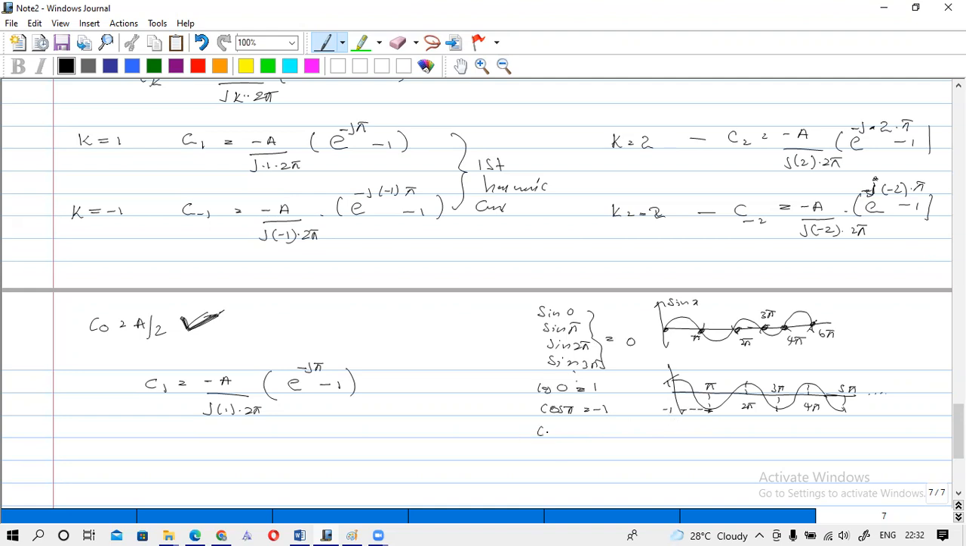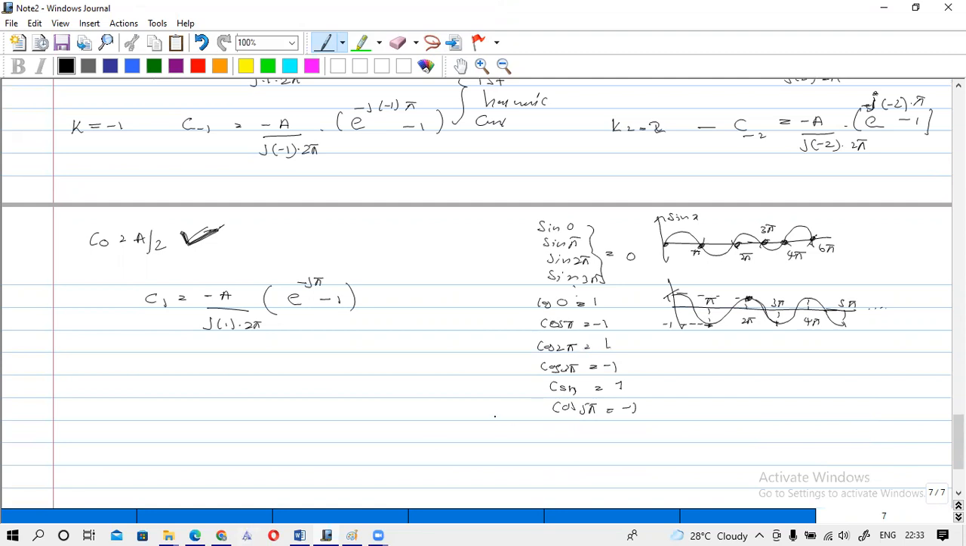And cos 2π, at this point, it is again plus 1. Cos 2π is 1, and cos 3π is minus 1. Cos 4π is 1, and cos 5π is minus 1. So the cos term is repeating, oscillating between 1 and minus 1.